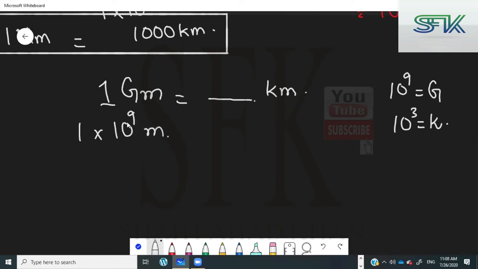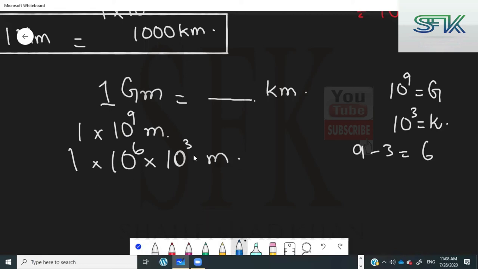Okay. Now I need to split this 10 raised to the power of 9 so that I can get a 10 cube. Just separate the 10 cube from it. After separating the 10 cube, what are we left with? You just subtract the 3 from the 9 and you're left with a 6, 10 to the power of 6, and the 1 stays as it is. Now this 10 cube is actually the same thing as kilo. Just replace it by kilo and it becomes 1 multiplied by 10 to the power of 6 kilometers.